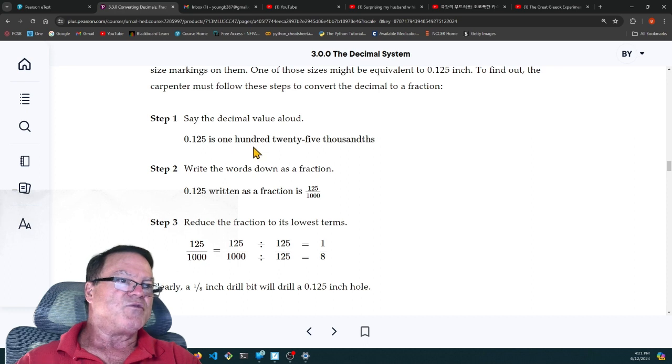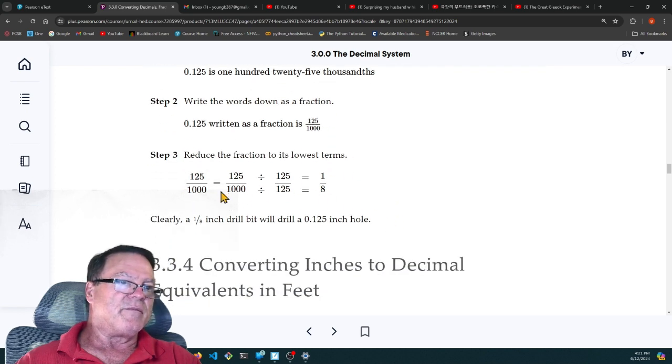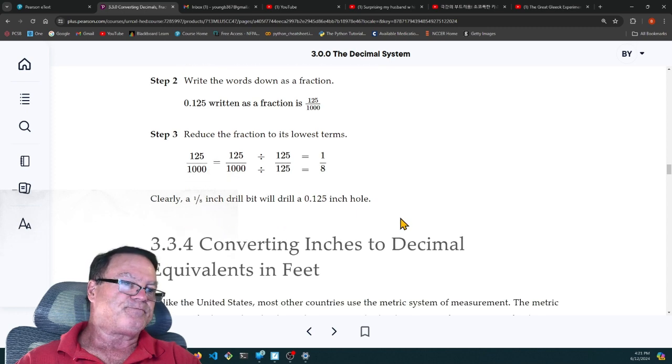0.125 is 125 thousandths. Write the words down as a fraction. 0.125 written as a fraction is 125/1000. Reduce the fraction to its lowest terms. So we end up with 125 divided by 125 is 1, and 1,000 divided by 125 is 8. So 0.125 is a 1/8 inch drill bit.